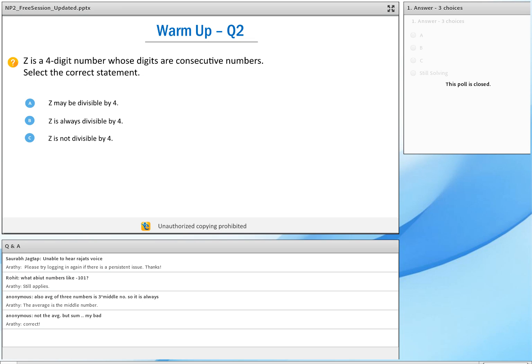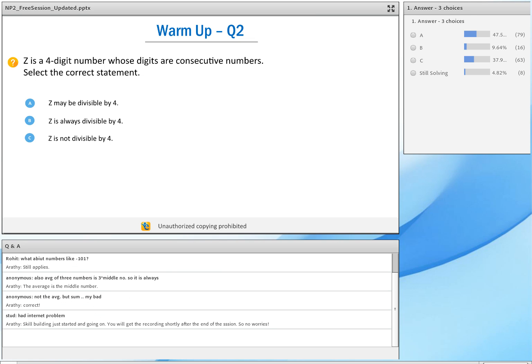Let me end the poll, broadcast the results, and you can clearly see we have a split jury between choices A and C. So let's go about doing this. What's given to us is Z is a 4-digit number, and again, whose digits are consecutive numbers. Select which one of these statements apply. So what's the divisibility test for 4?